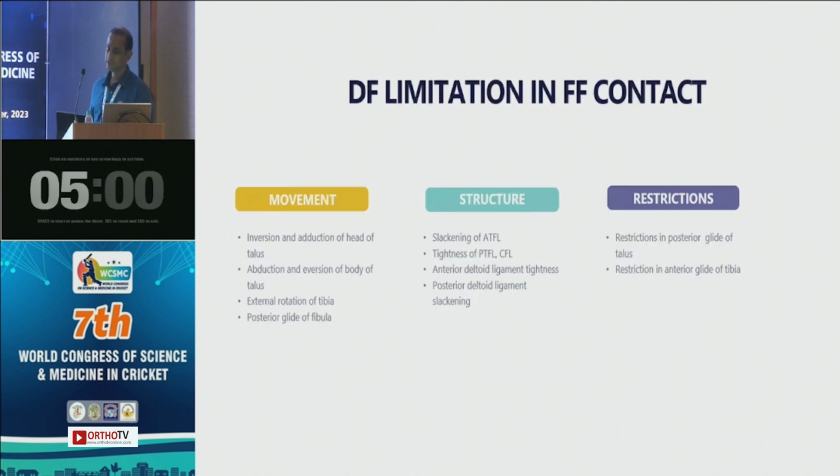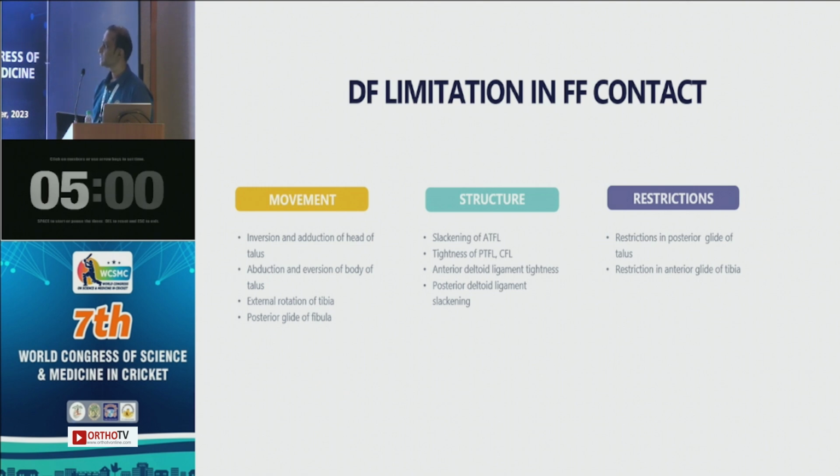This is explained in this slide. Whenever there is a dorsiflexion limitation, we can expect an inversion and adduction happening at the head of the talus, abduction and eversion on the body of the talus, and external rotation of the tibia is evident, and also there will be a posterior glide of the fibula.